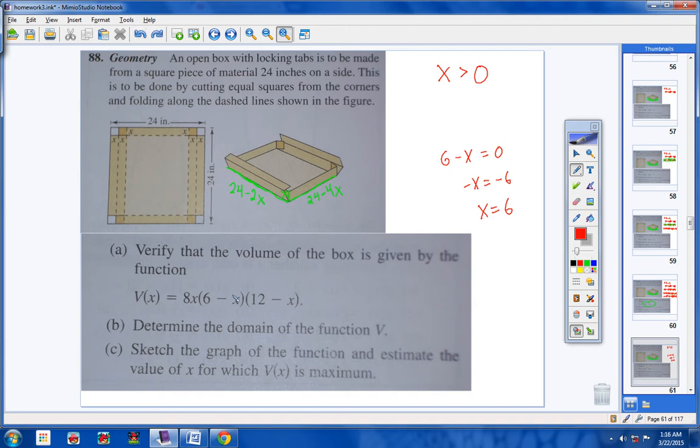Watch, guys. If I put a 7 here, 6 minus 7 is -1. 8 times 7 is 56. Put a 7 here, 12 minus 7 is 5. A positive times a negative times a positive is a negative number. You cannot use a number for x here that's greater than 6. It has to be less than 6. If you put 7 or 8 or 9 or 10 in, you'll get out a negative number. And you can't put 6 in because that gives you out 0. Okay? So what I want to show you is x has to be greater than 0, but x has to be less than 6.